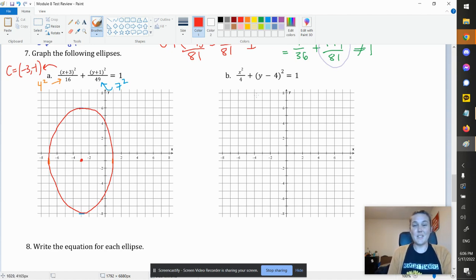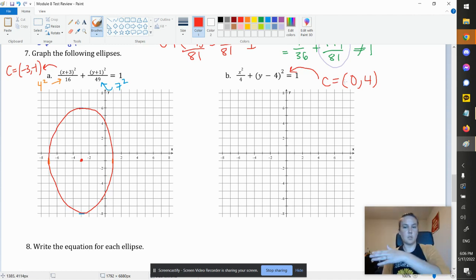Here, same thing, a little wackier. The center here is 0, comma 4. The 4 we should expect, the negative 4 turns into a positive 4. The x squared tells us that we didn't move to the left or right at all, so we're still at x equals 0. So this is our center point.